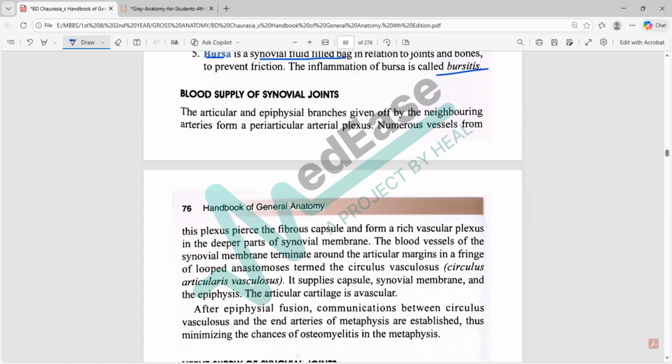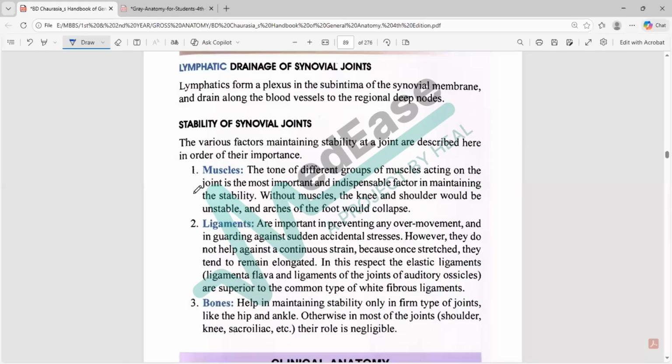Now, when we talk about the stability of the joints, we need to remember we have the stability being contributed by the muscles, the ligaments, and also the bones. The muscles will be mainly involved in holding the synovial joint, and the tone of the muscles is very much important in holding a specific joint, whereas the ligaments will be involved in holding the two specific bones. Then we talk about the bones. Obviously, the bones will be involved in holding a specific joint, or else the joint stability will be greatly reduced or hindered mainly. Now, let's start with the topic number 4.